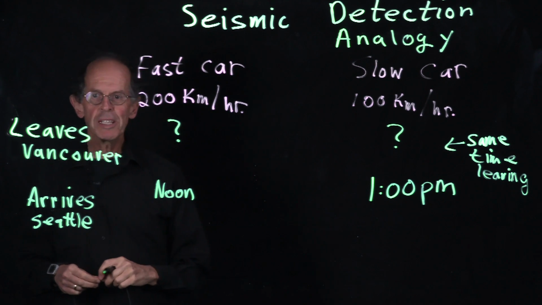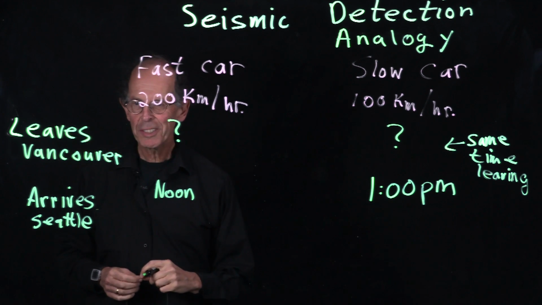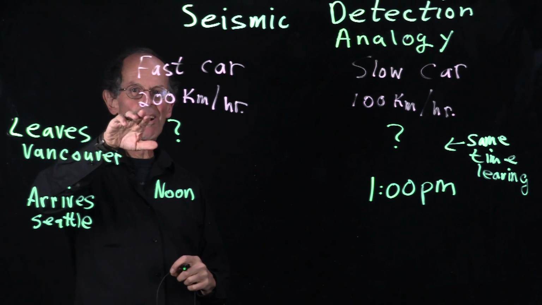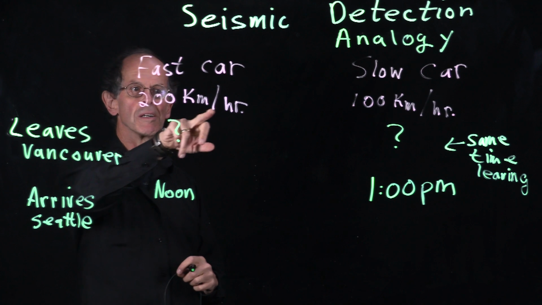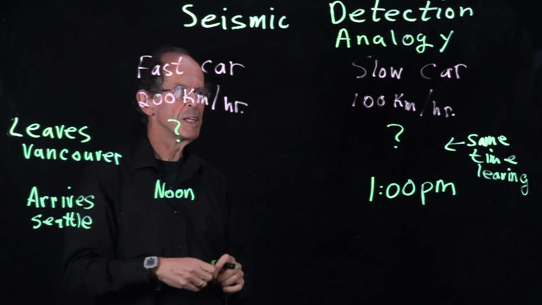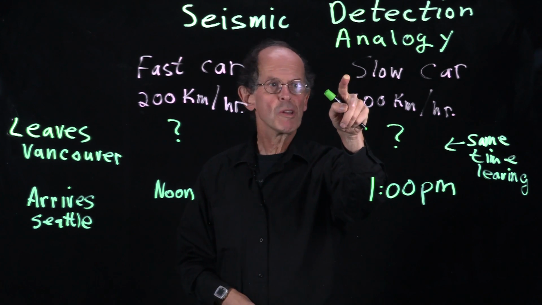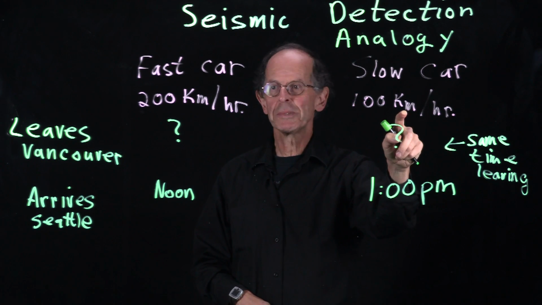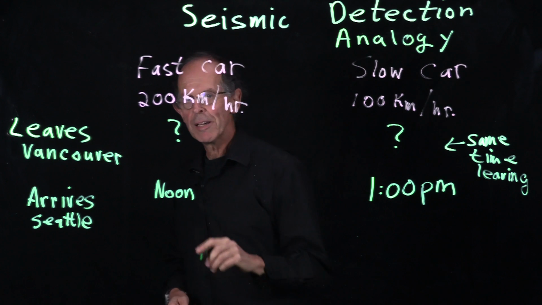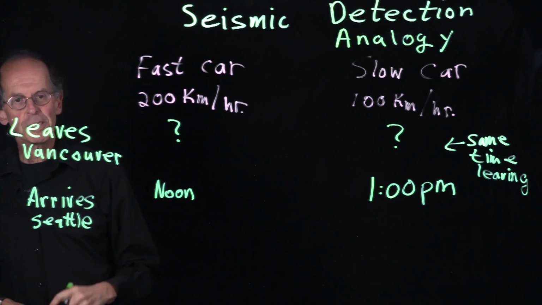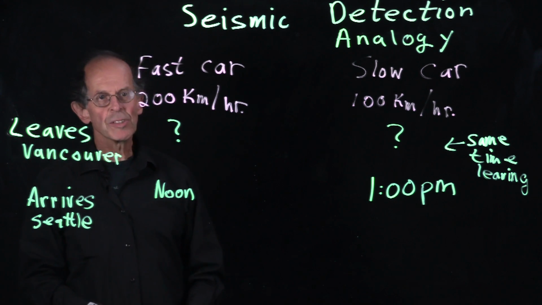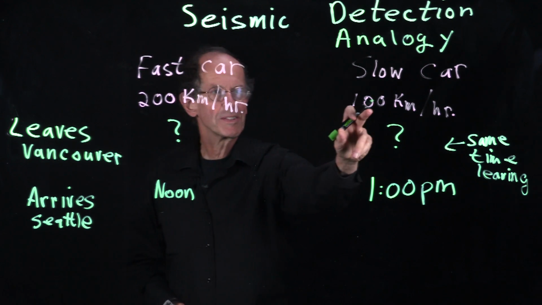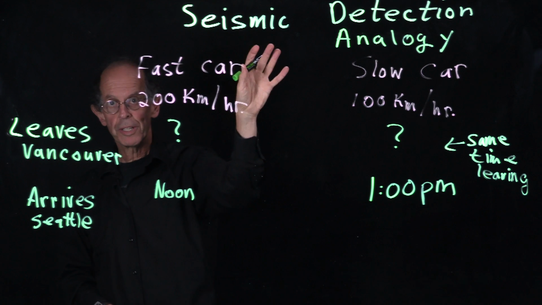They both leave Vancouver in cars, effectively. The rabbit has a fast car that goes at 200 kilometers per hour. The tortoise has a slow car that goes half that speed, 100 kilometers per hour. They both leave Vancouver at the same time, and they drive at a constant speed. They're always driving at these two speeds. They don't change.